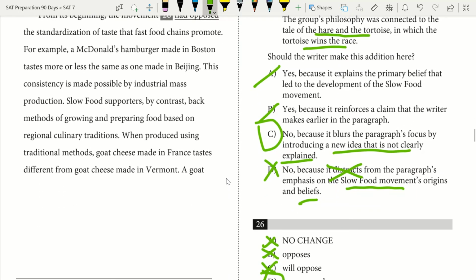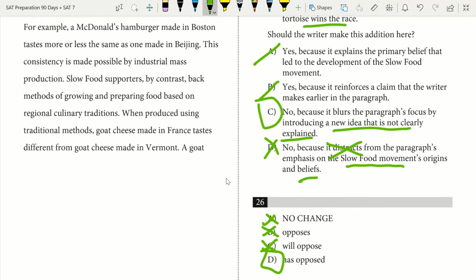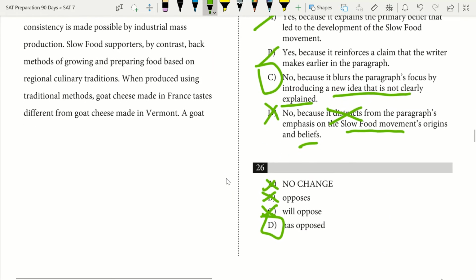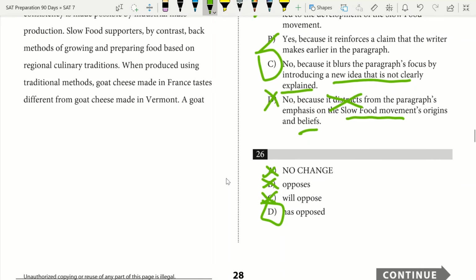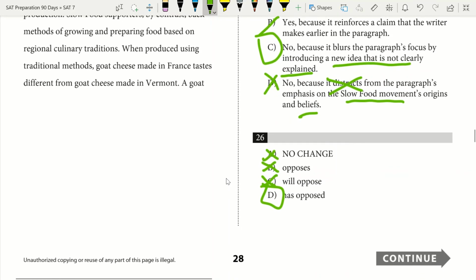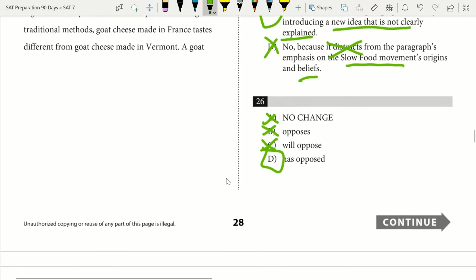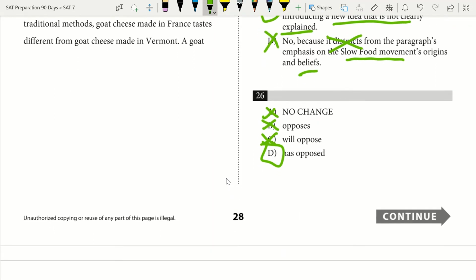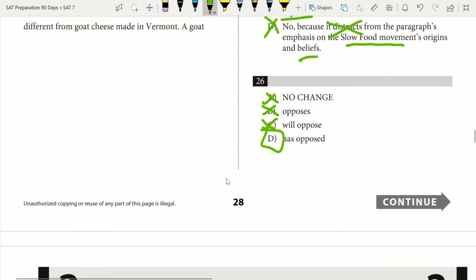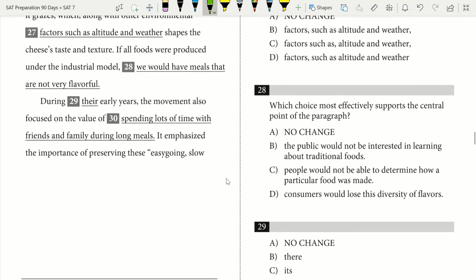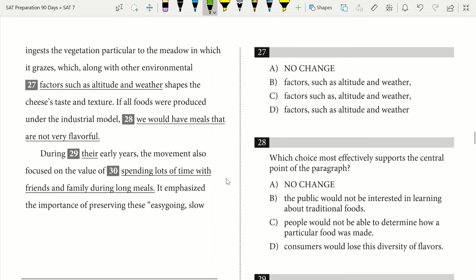The standardization of taste that fast food chains promote. For example, a McDonald's burger made in Boston tastes more or less the same as one made in Beijing. This consistency is made possible by industrial mass production. Slow food supporters, by contrast, back methods of growing and preparing food based on regional culinary traditions. When produced using traditional methods, goat cheese made in France tastes different from goat cheese made in Vermont. A goat ingests vegetation particular to the meadow in which it grazes, which along with other environmental factors such as altitude and weather, shapes. Okay, I need to offset this because it's not essential.